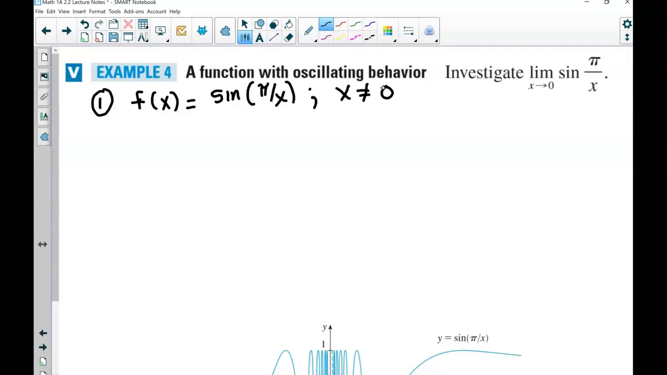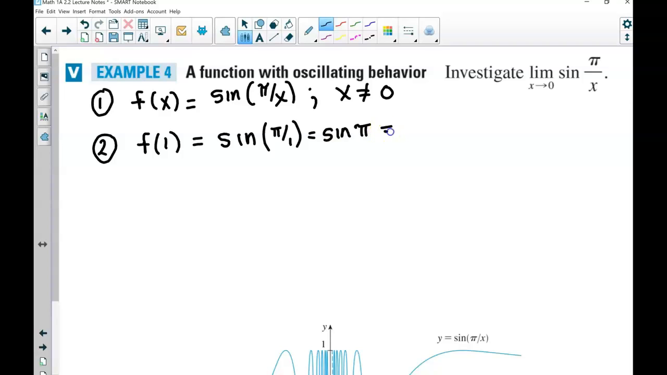Now we can evaluate the function for small values of x. Okay, so what happens? Let's evaluate the function for when x is equal to 1. So if we take f of 1, then that is going to equal the sine of pi over 1, which is the sine of pi. And the sine of pi is equal to 0.